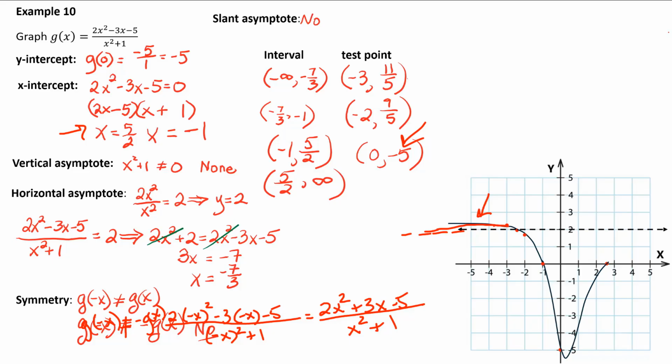interval. If we try a point in that, we could pick 3. If we put 3 into the function, we get 2/5. So 3, 2/5. 2/5 is positive, so that means the function will be above the x-axis for the rest of the way, all the way to infinity. And that means that it has to approach that asymptote from below.